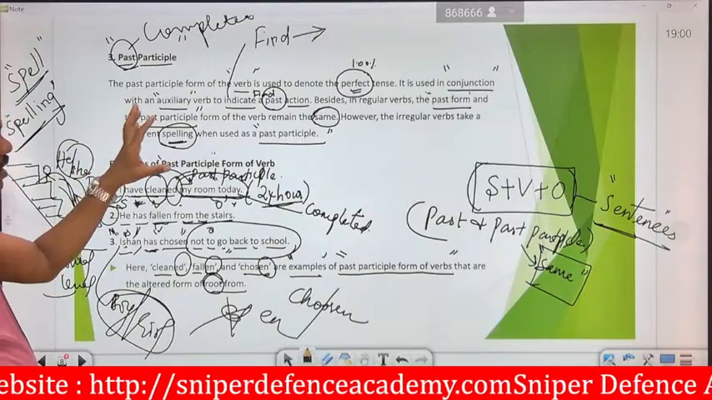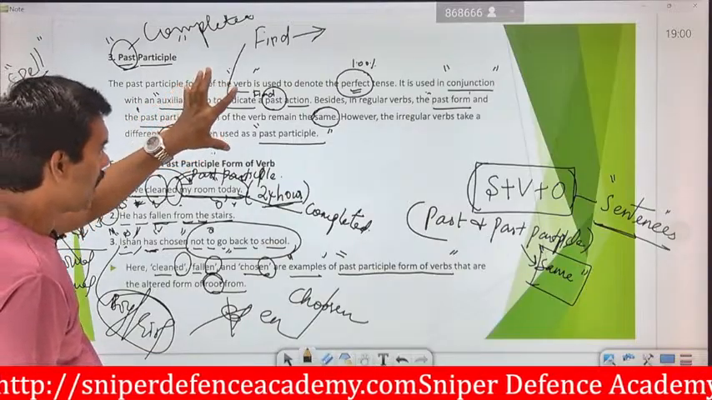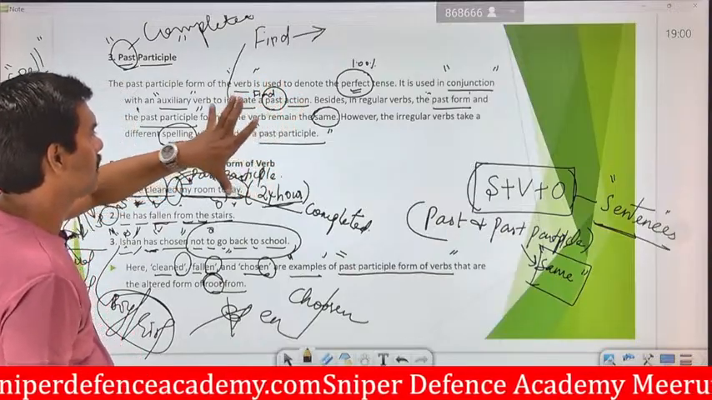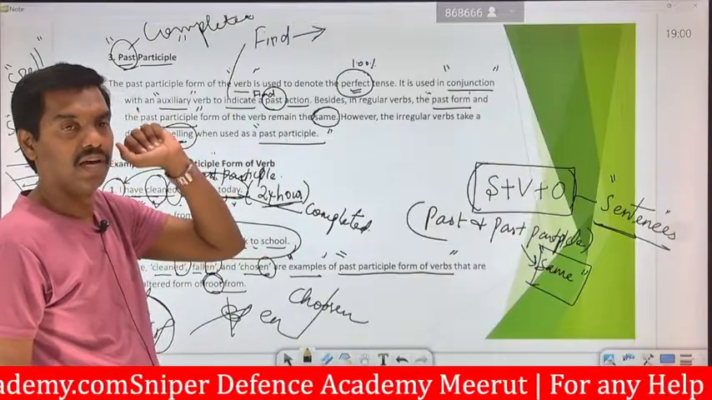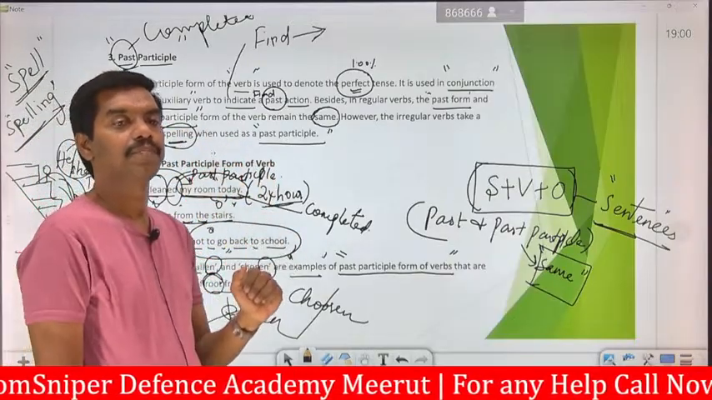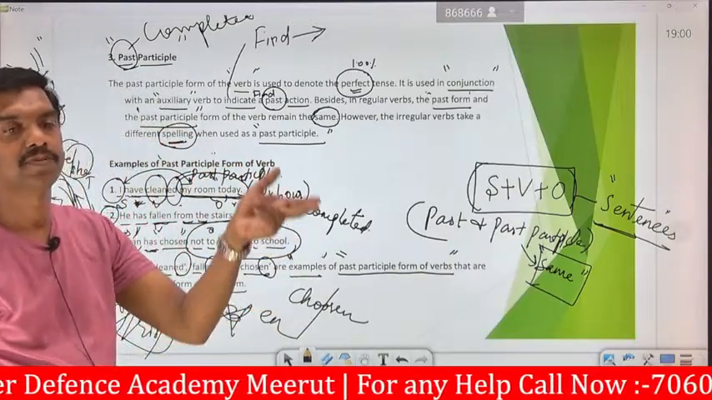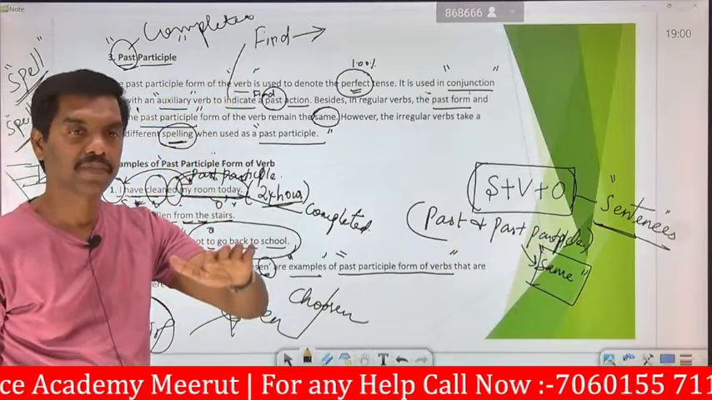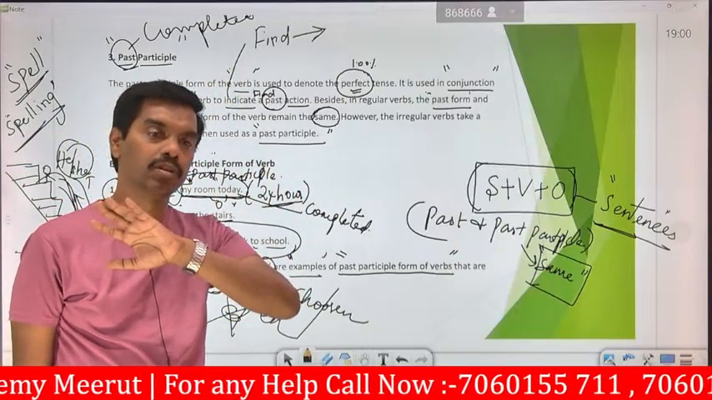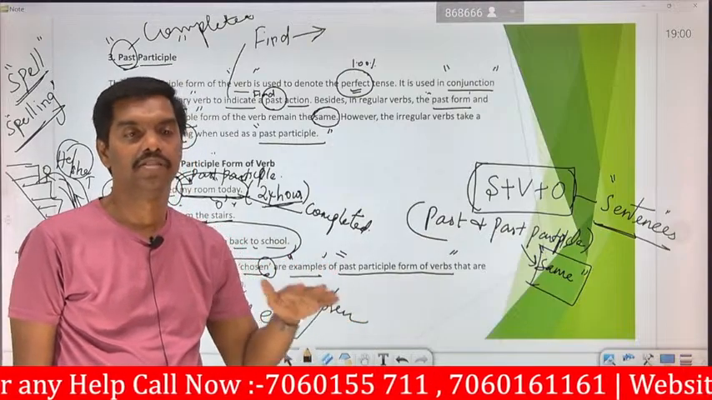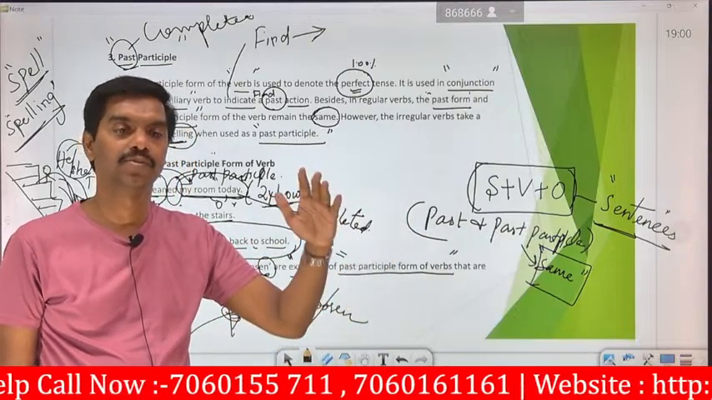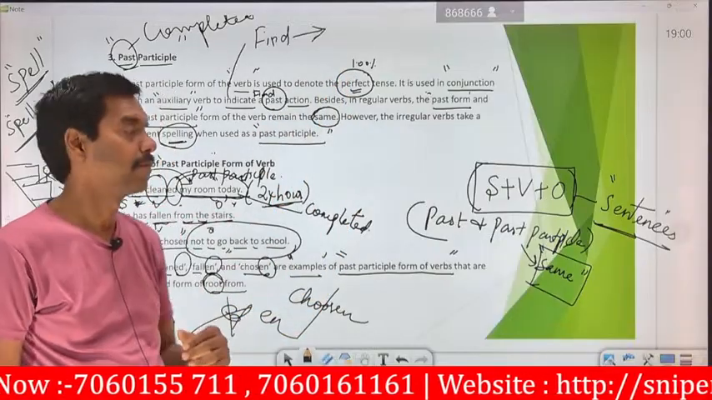So once again I am saying, it's a perfect tense and it will express only the past action. In regular verbs, the past word and the past participle word remain the same, and in irregular verbs they will be totally different. It will never show any type of action. It's difficult to identify the action which has taken place.